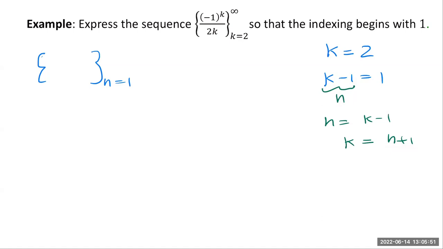Now you are almost done. All you need to do is figure out what to put inside. You go inside here and replace your k variable by n plus 1, because k equals n plus 1. I should have n plus 1 here, divided by 2 times n plus 1. That's going to be the new sequence. Notice that in the new sequence, the starting index is 1. That's what we want. That's the procedure. That completes that example. Let's move on.